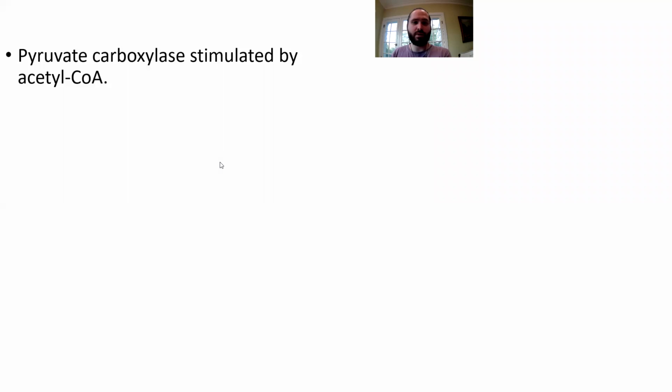Next. I have a question for you. To prompt this question, pyruvate carboxylase is our enzyme that converts pyruvate into oxaloacetate. Pyruvate carboxylase is stimulated by acetyl-CoA. The question is, why? Why would it make sense for pyruvate carboxylase to be stimulated by acetyl-CoA? Because we know that pyruvate becomes acetyl-CoA or becomes oxaloacetate. So why would the enzyme that converts pyruvate to oxaloacetate be stimulated by the other thing pyruvate can become?